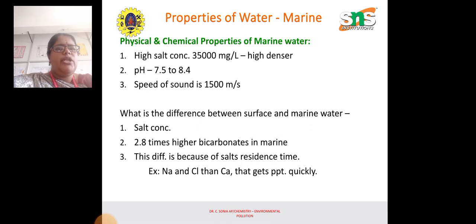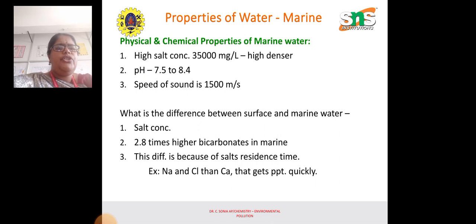Marine water has certain properties and it differs from that of the terrestrial water. Physical and chemical properties of marine water: it has a high salt concentration of 35,000 mg per liter. pH will range from 7.5 to 8.4. The speed of sound traveling through marine water is 1500 meters per second.